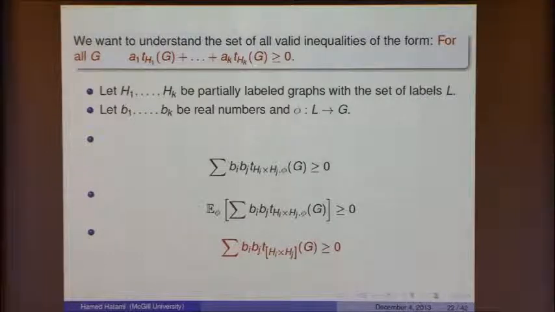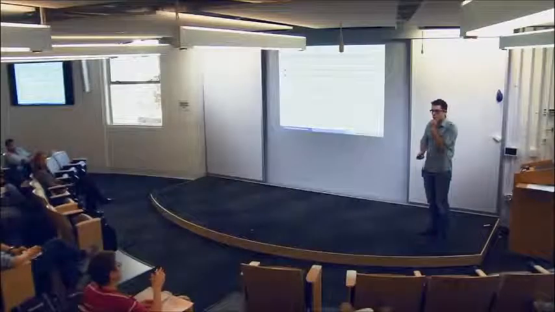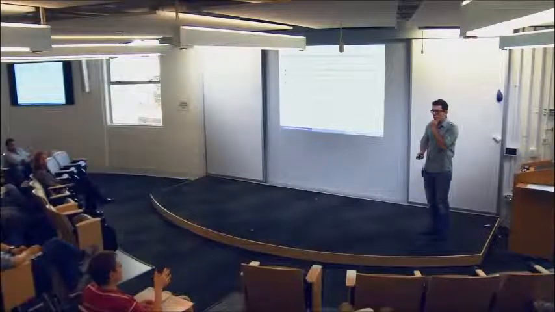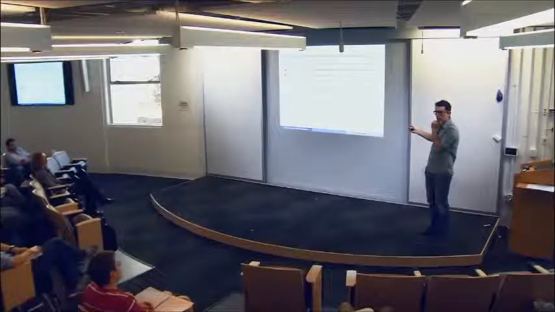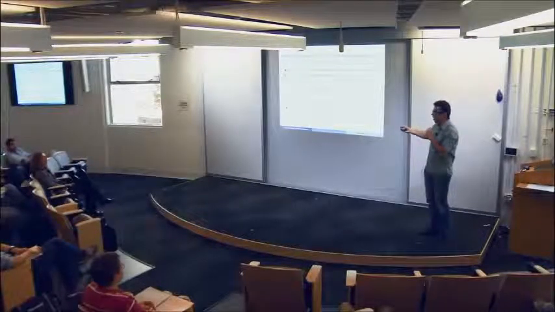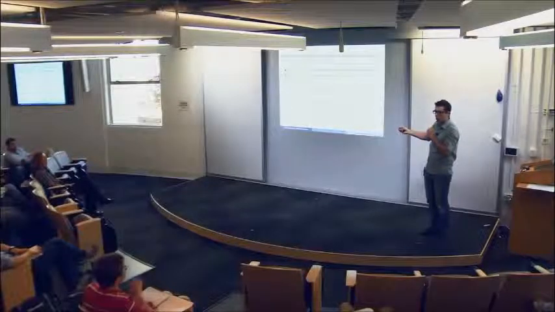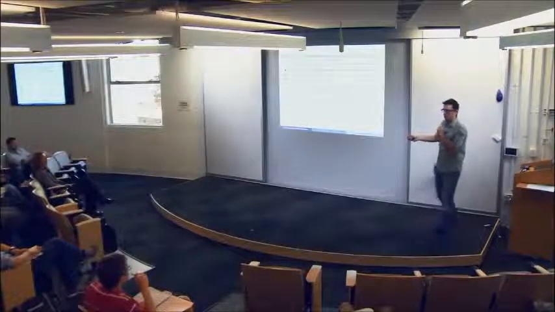This is always positive. Are you averaging over all phi with a fixed number of labels, or doesn't it matter? Yeah, the labels are coming from the set L. I have a finite set of finite graphs. Okay. Right. Okay.